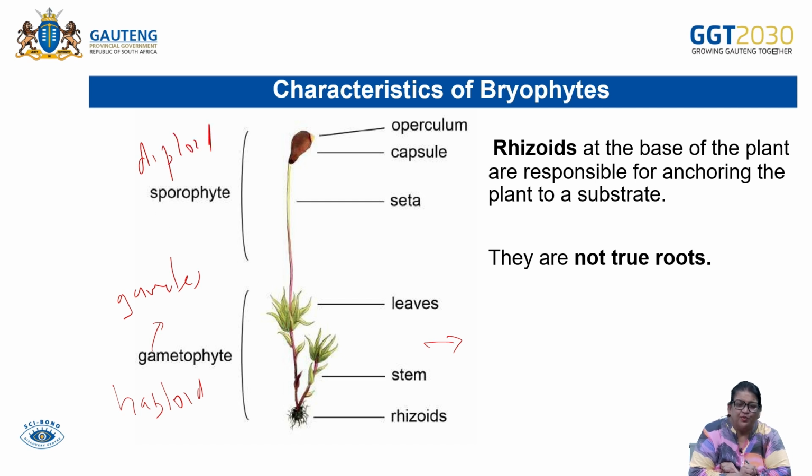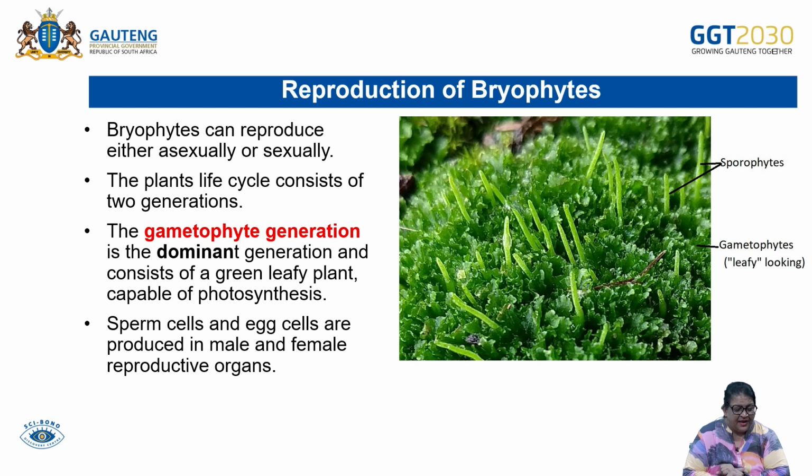This generation here is called diploid. And why is it called sporophyte? It's going to give rise to spores. Why is this one called gametophyte? It has gametes, in the form of sperm cells and egg cells. Now let's see, how do these moss plants actually reproduce? Bryophytes can reproduce either asexually or sexually.